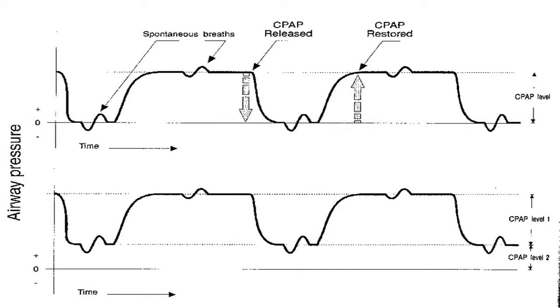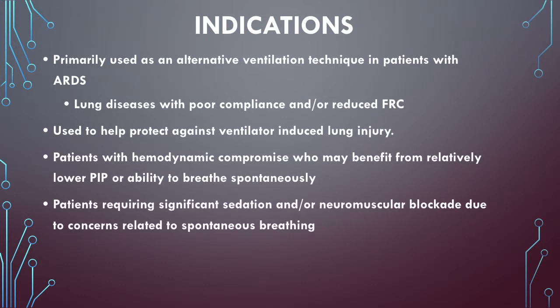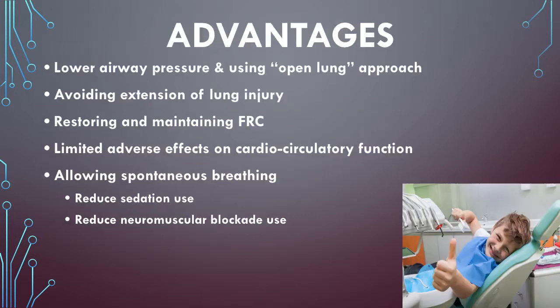So, what kind of patients? Who is this really indicated for, right? Primarily used as an alternative ventilatory technique in ARDS patients, with any patient that has poor compliance, significant lung disease, reduced FRC. We want to help protect against VILI. Patients who are hemodynamically compromised may benefit from the lower PIPs and the spontaneous breathing, and that obviously makes for better patient ventilator synchrony and comfort. And patients requiring significant sedation and neuromuscular blockade due to any kind of concerns related to spontaneous breathing.